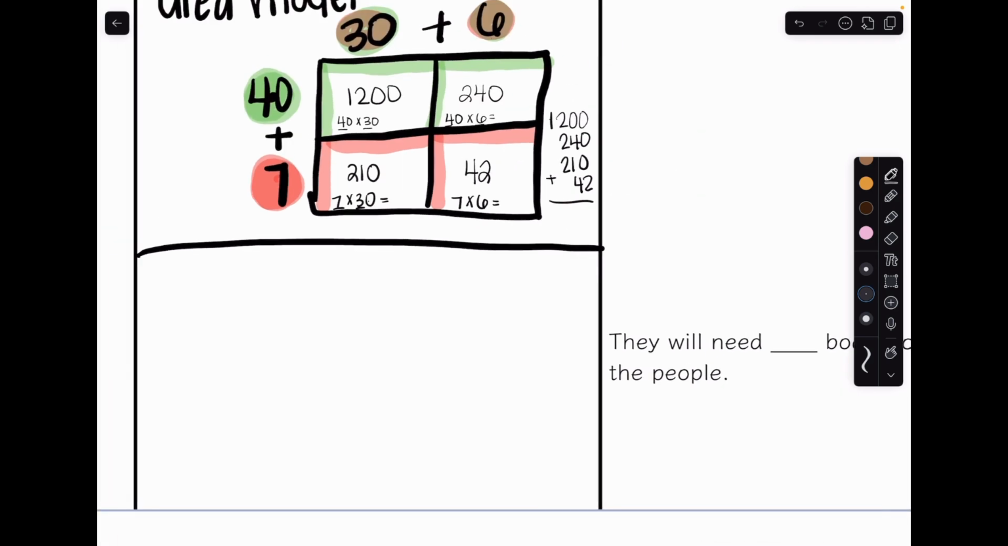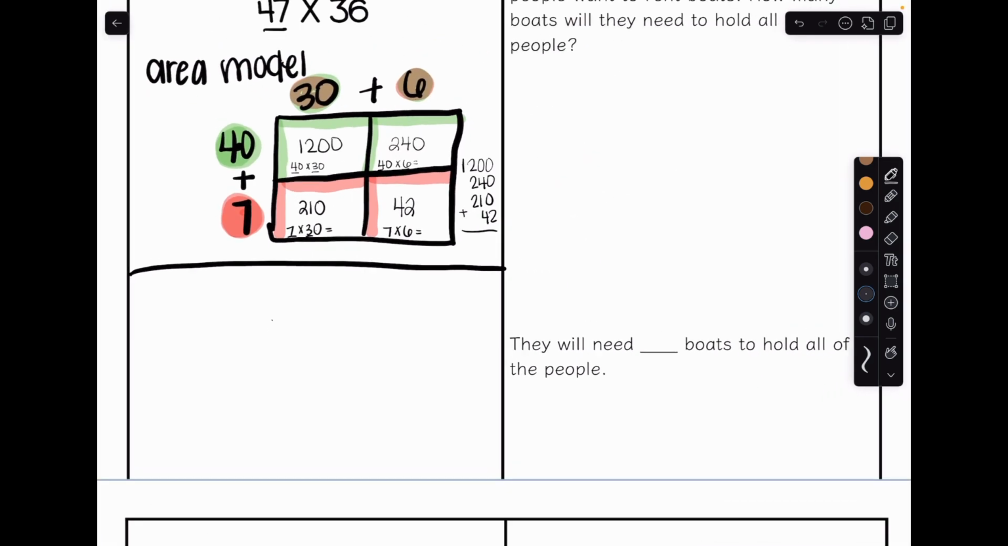Okay. And then the other way that they can solve, which you might be a lot more familiar with, is just standard algorithm. Oops, sorry. 47 times 36. And I don't want to bore you with this process. If your baby is confident with this strategy, they are more than welcome to use it. But if not, then they can stick with area model.